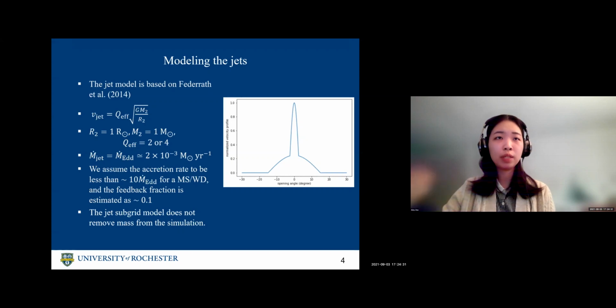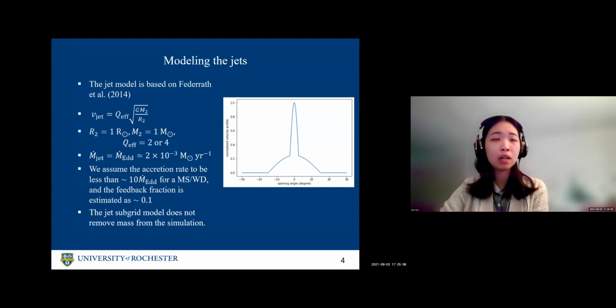In our fiducial setting, we set the jet mass loss rate equal to the Eddington rate, which is 2 times 10 to the minus 3 solar mass per year. We assume the accretion rate to be equal to or less than about 10 times the Eddington rate, with a feedback efficiency of 0.1. That's why we choose our jet mass loss rate to be the Eddington rate of a main sequence star. Our jet subgrid model does not remove any mass from the simulation, so we try to conserve mass and momentum.